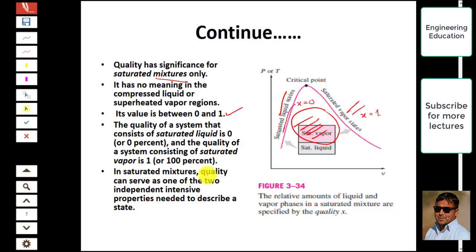So in a saturated mixture, quality can serve as one of the two independent intensive properties needed to describe a state. As discussed earlier, to define the state of the steam, we have to know two independent properties. So dryness fraction is also a property of the steam, and it can be used to completely define the state of the steam.